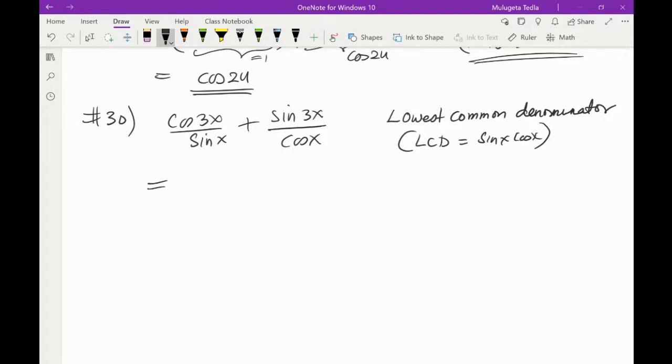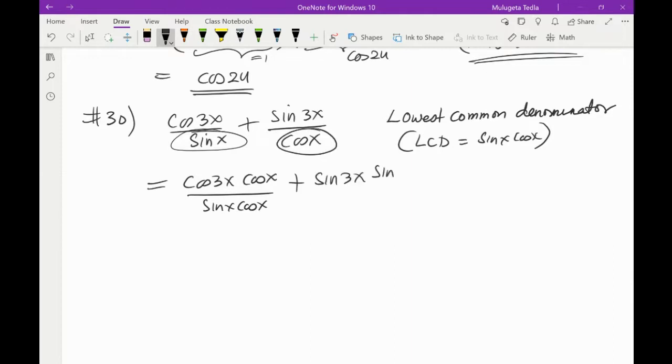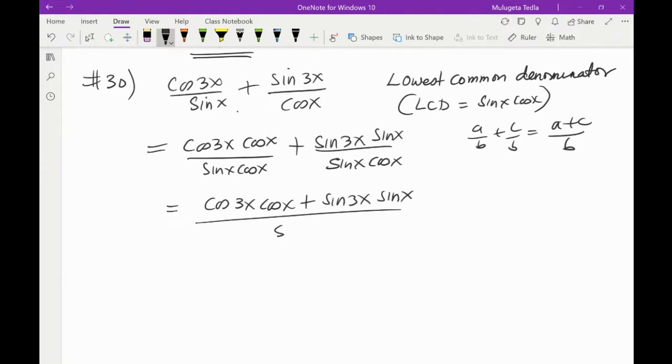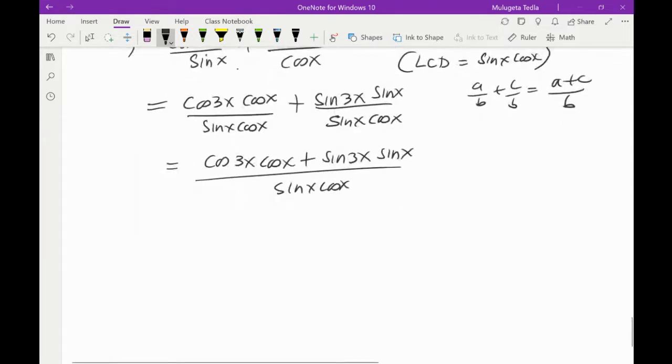To do so, I have to adjust the top and bottom. I'm missing cos here, so multiply cos to the top and bottom. And then I'm missing sine here, so I multiply sine to the top and to the bottom. That way, I make them the same denominator. And then if A over B plus C over B, I can do A plus C over B. So this is cos 3x cos x plus sine 3x sine x over sine x cos x, right? So what is the top though?